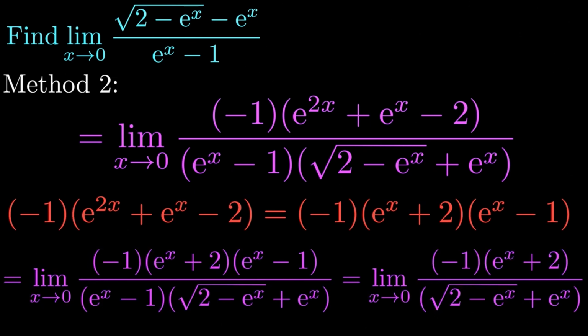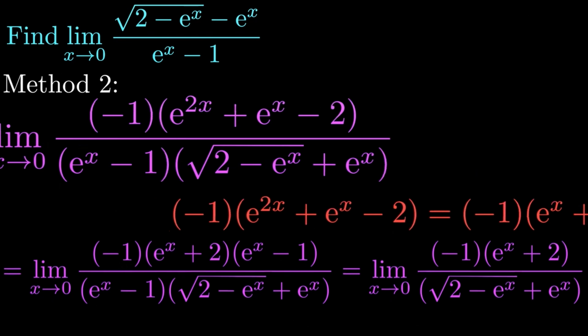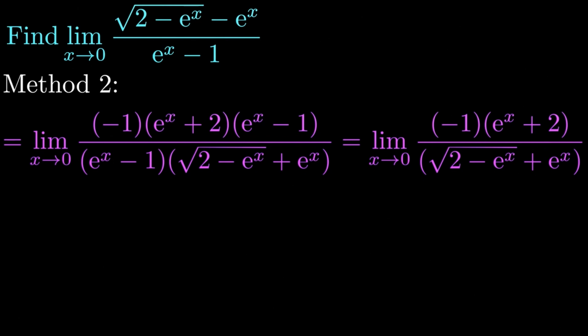We are now able to cancel the e raised to x minus 1 in the denominator with the e raised to x minus 1 in the numerator, and we're left with the limit as x goes to 0 of minus 1 multiplied by e raised to x plus 2 divided by the square root of 2 minus e raised to x plus e raised to x. And now we're able to actually let x tend to 0 without dividing by 0, and we get the same answer as before, minus 3 divided by 2.